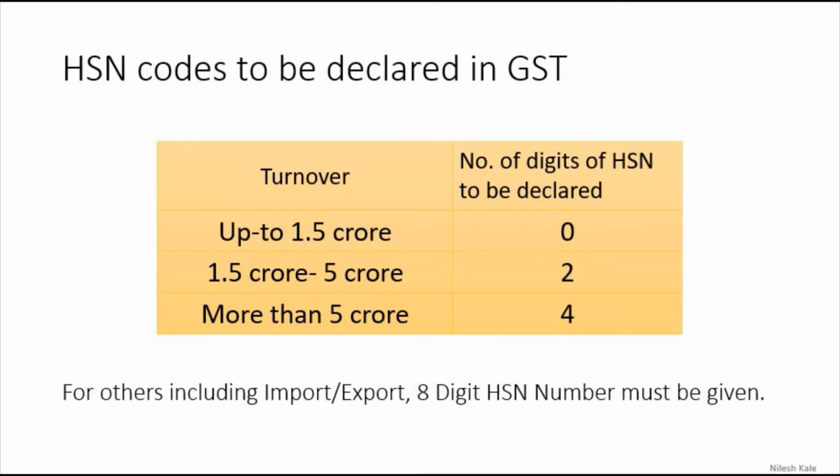And if it is between 1.5 crore to 5 crore, then 2 digits of HSN code is necessary. If your turnover is more than 5 crores, then minimum 4 digits are necessary. And for all others, including import and export, 8-digit HSN number must be given. This is all about HSN.